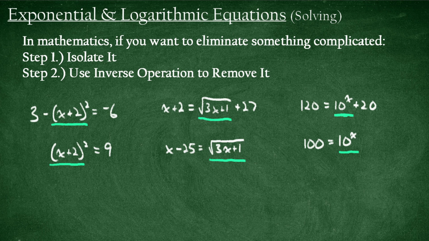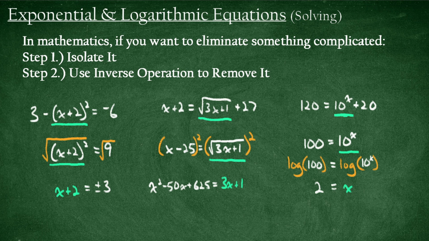Isolating means move it algebraically to get it all on one side. Then we simply can apply our inverse property, or inverse operation, whatever that happens to be, the opposite of that complicated operation, in order to eliminate that. All right, so that's essentially what we do in all of mathematics.